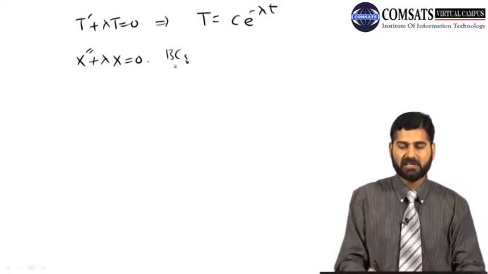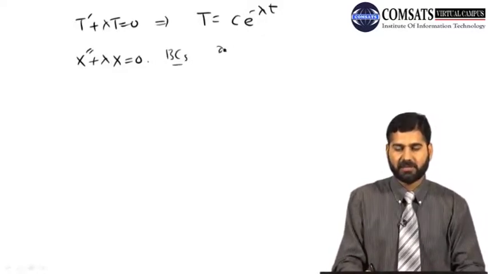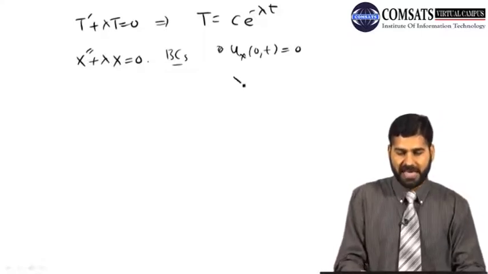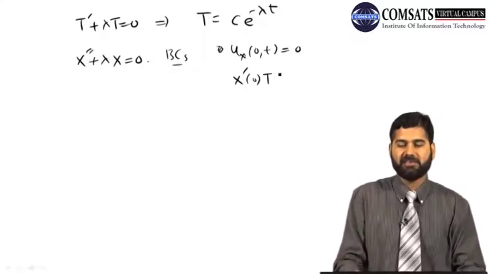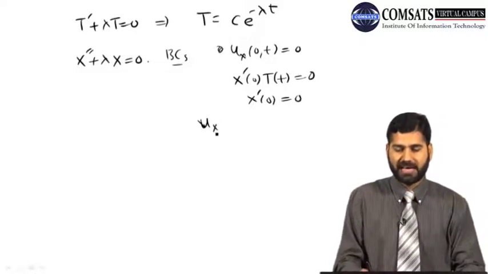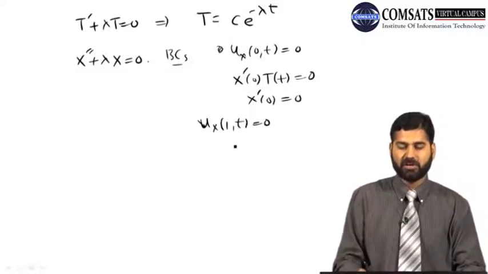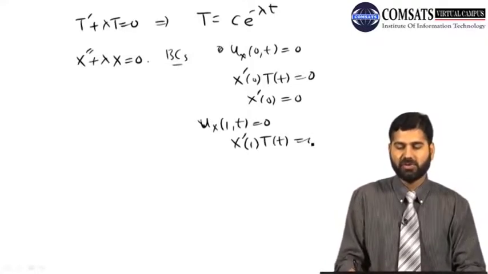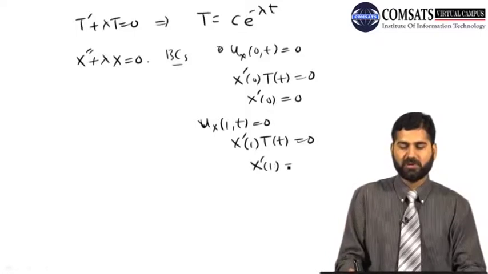Now, boundary conditions. Instead, now I have u_x at 0, t is equal to 0. It means X prime at 0 and T of t is equal to 0. So again, T of t cannot be equal to 0, so X prime at 0 has to be equal to 0. Second is u_x at 1, t is equal to 0. So it means X prime at 1 and T of t is equal to 0. So X prime at 1 is equal to 0.